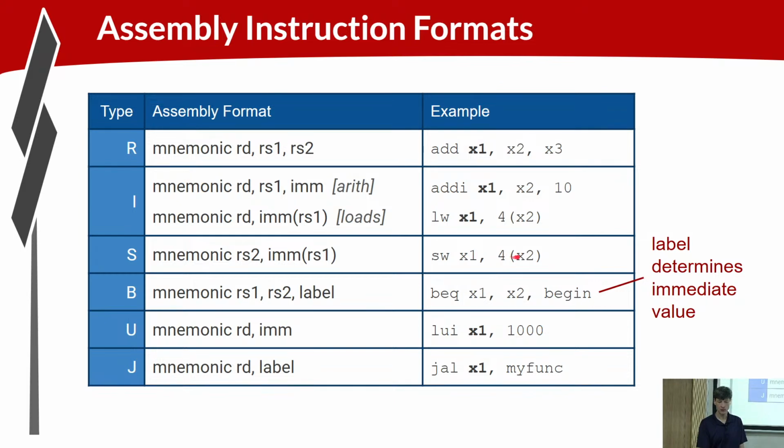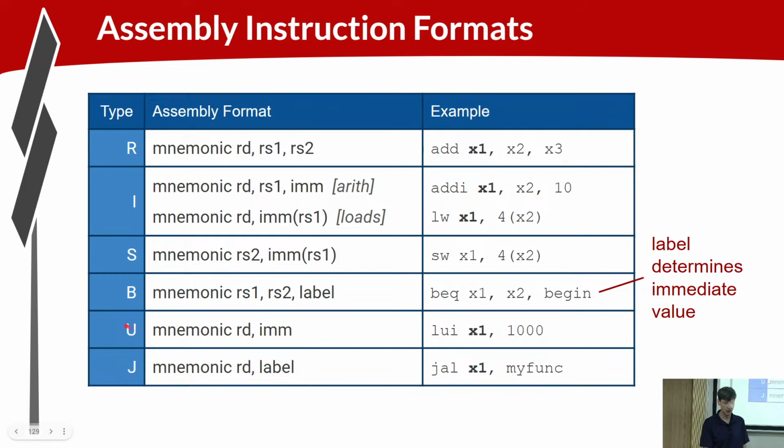So this has, similar to the memory load format, a source register that's an address and an offset, but this other register is another source register. It's the data that you're going to store instead of the data you're going to load. We have branch type, which takes two source registers and an immediate in the form of a label. And U and J, we're not actually going to worry about too much.